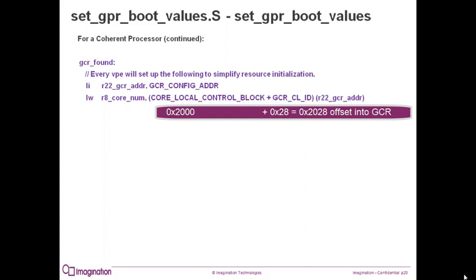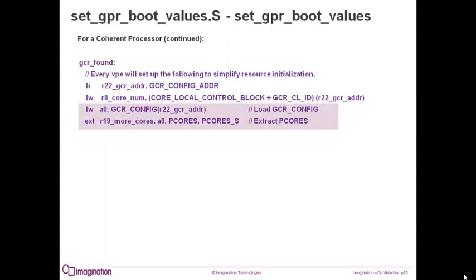The core local control block is at offset 2000 hex from the GCR base address, and the GCR CLID is located at 28 hex within the block. Putting those together, you get 2028 hex offset from the GCR base.